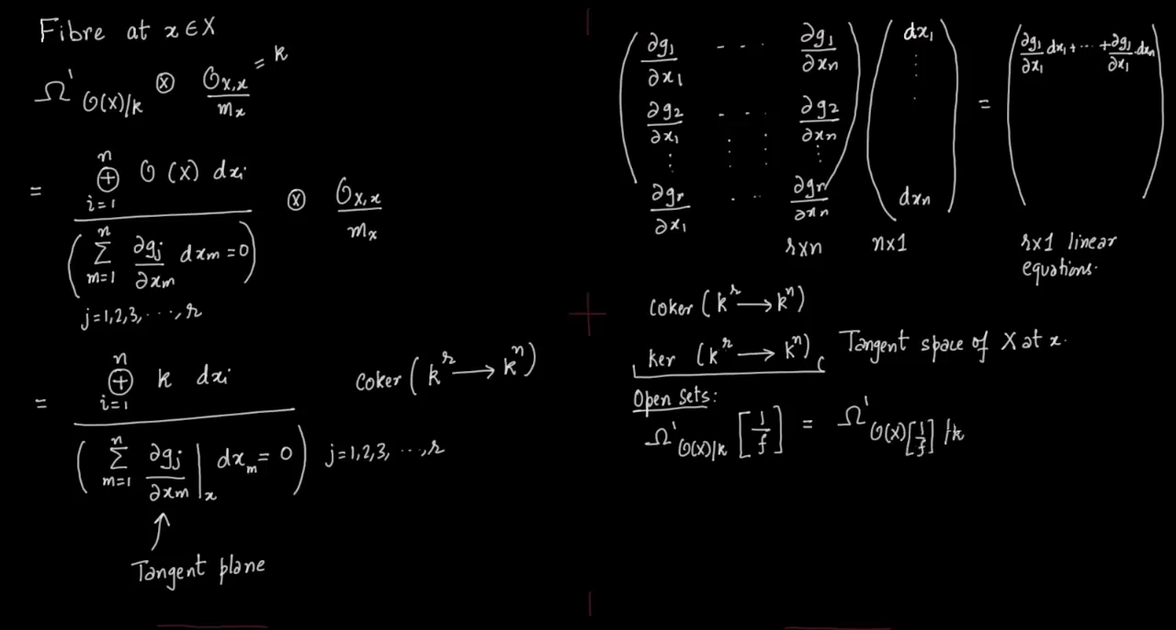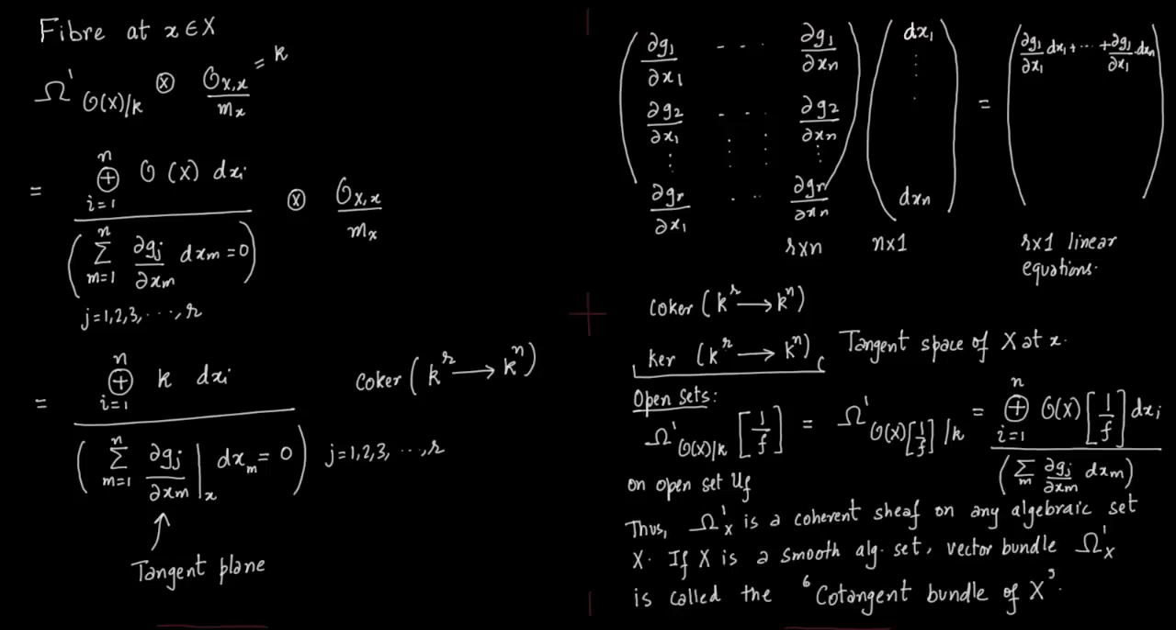Now we define this coherent sheaf of differential forms on an open set, say U_f. You just adjoin 1 by f to it. How does it look? For all practical purposes, you need to write it like this: O_X, 1 by f, dx_i, and then you have to modulo it out by the corresponding tangent plane.